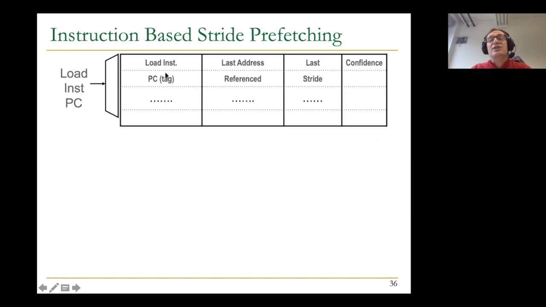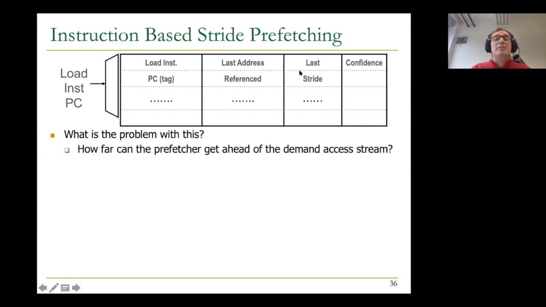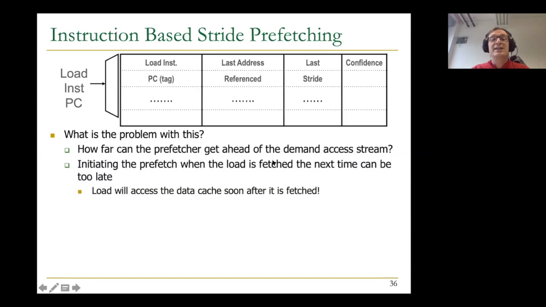So this way you can actually easily keep track of your stride, because you basically subtract the last address from the current address. That'll be your stride. And then you also compare that to the stored last stride, and then you determine your confidence, right? Okay, so it's relatively simple. But there are problems, there are issues with this. Even though this is a simple mechanism, it could potentially work. But one issue is how far can the prefetcher get ahead of the demand access stream, right? So that is an issue, basically.